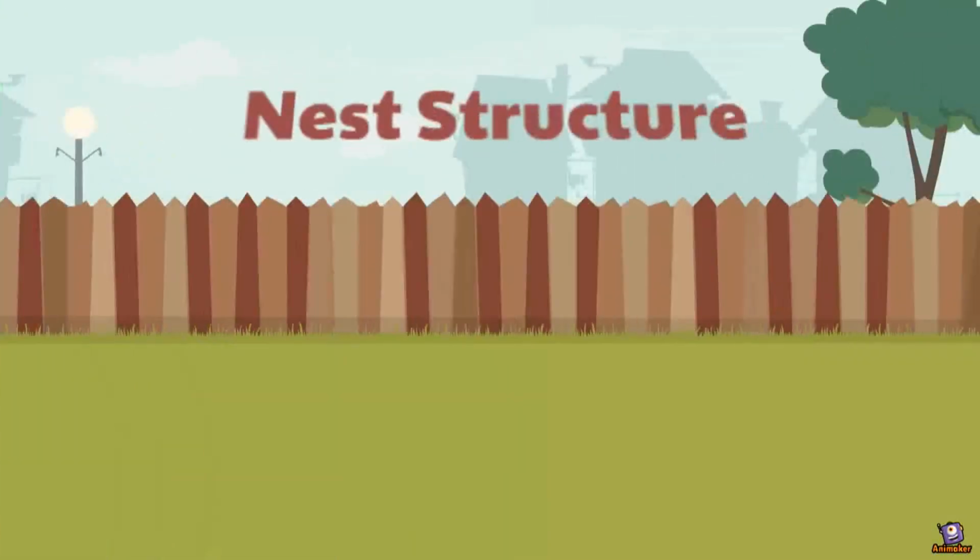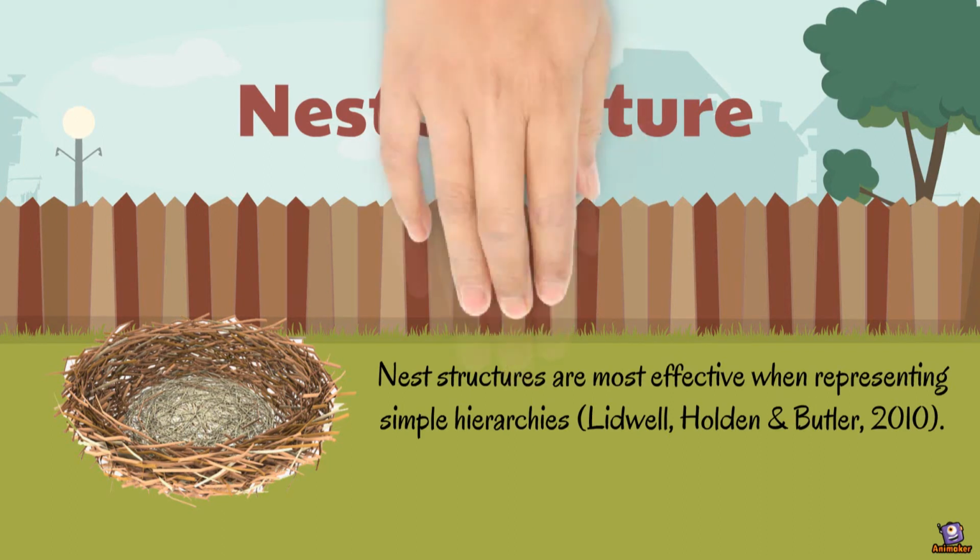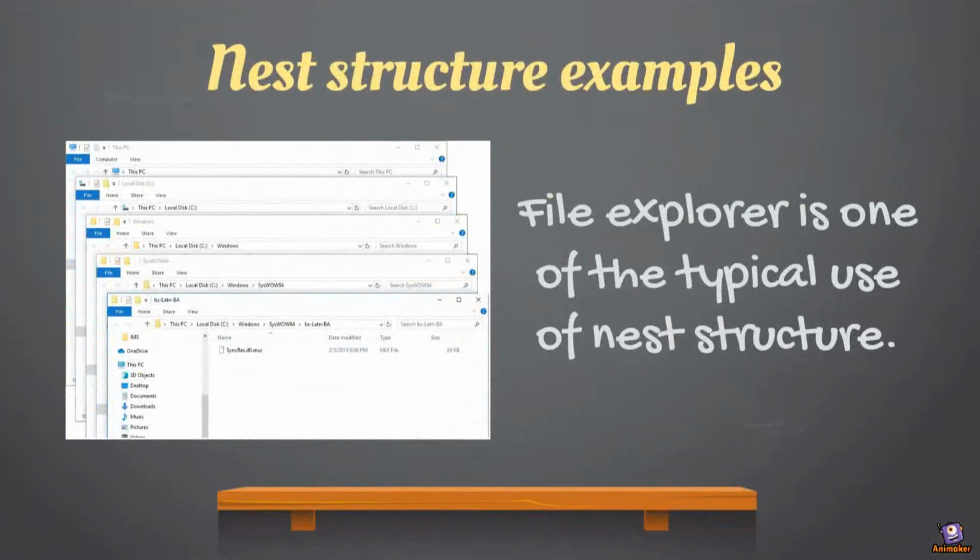Let's move on to the nest structure. The book Universal Principles of Design said nest structures are most effective when representing simple hierarchies. I collected 2 examples to represent the nest structure. The very first one is File Explorer. File Explorer is a typical use of the nest structure in most operating systems. It represents a file path effectively.